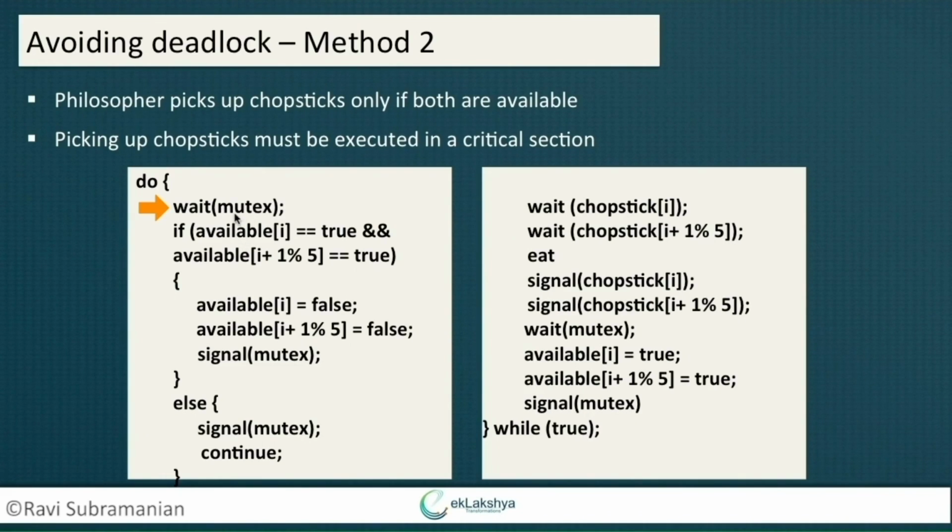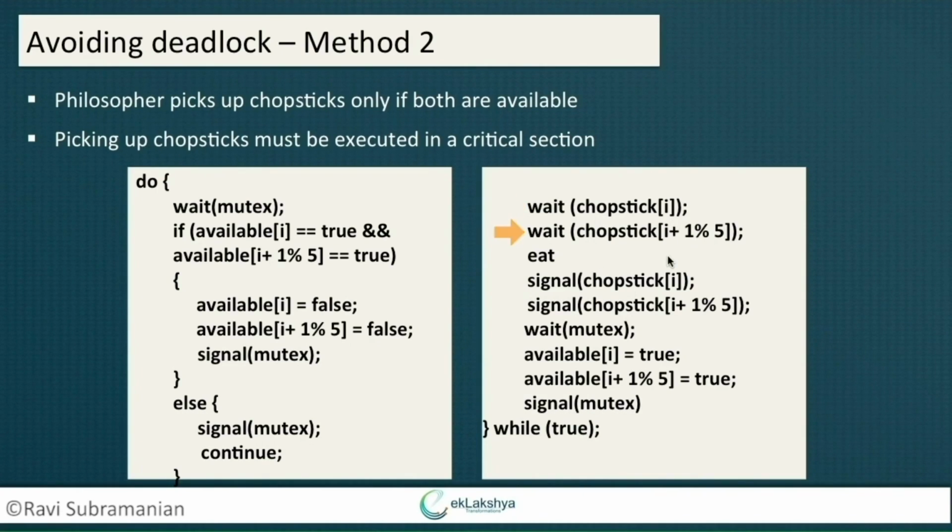So we take the mutex and check whether the availability of the chopstick on the left and then the right, which is indicated by i plus 1 mod 5, is true. If that is true, we make it false and release the mutex. Once we make available false, we go pick up the chopsticks. The philosopher takes the left chopstick and the right chopstick. Then he starts eating.